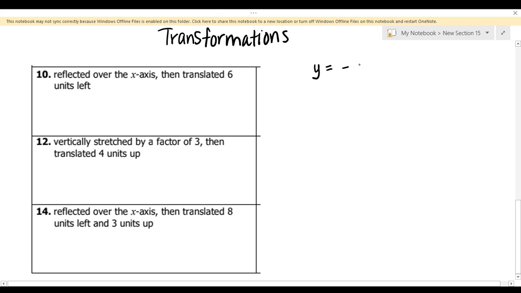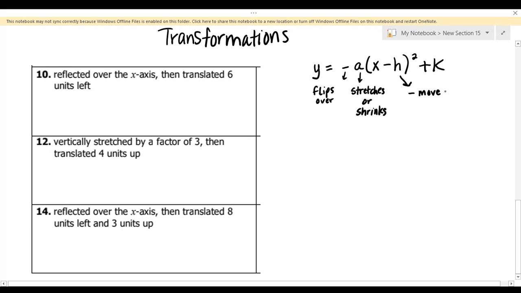So y equals negative a (x minus h) squared plus k. Okay, and remember the negative means it flips over. The a means that it stretches or shrinks. The h means if it's a minus h, it's going to move to the right. If it's a plus h, it's going to move left.